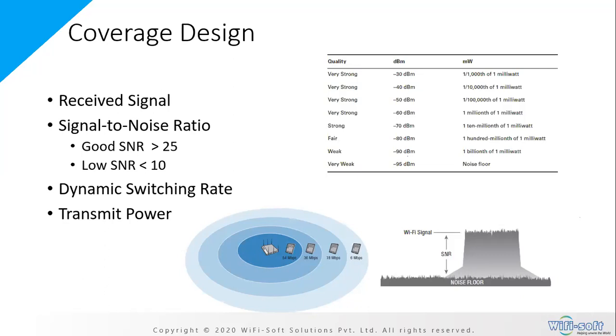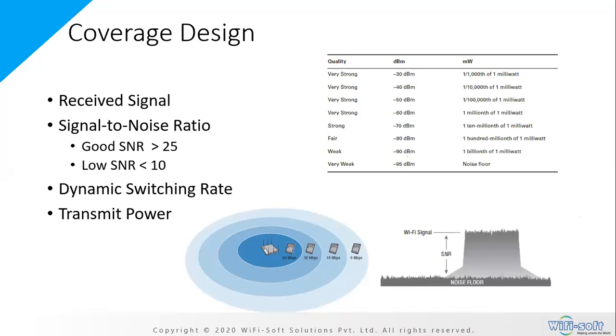Then the dynamic switching rate. I think I told you earlier I was going to discuss this. Below you will see the different ovals that have been drawn here. As I told you earlier, the Wi-Fi signal automatically starts degrading as you move away from the access point. The degradation happens in stages. It is not a linear degradation.